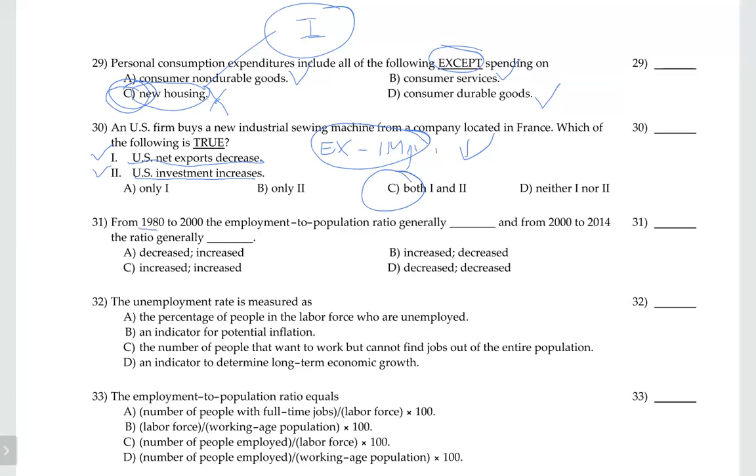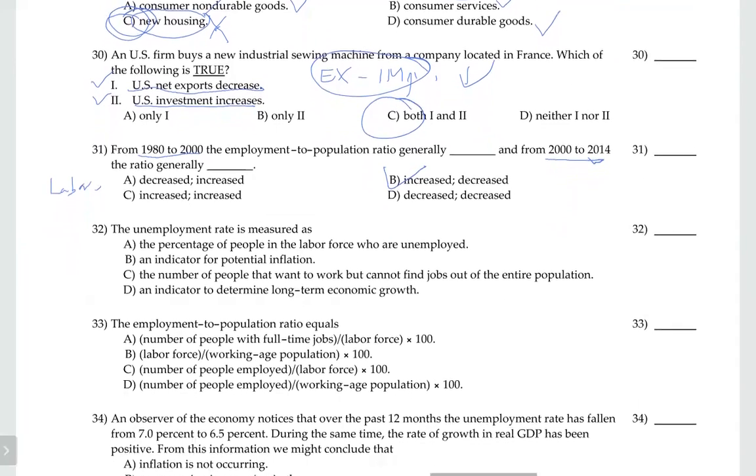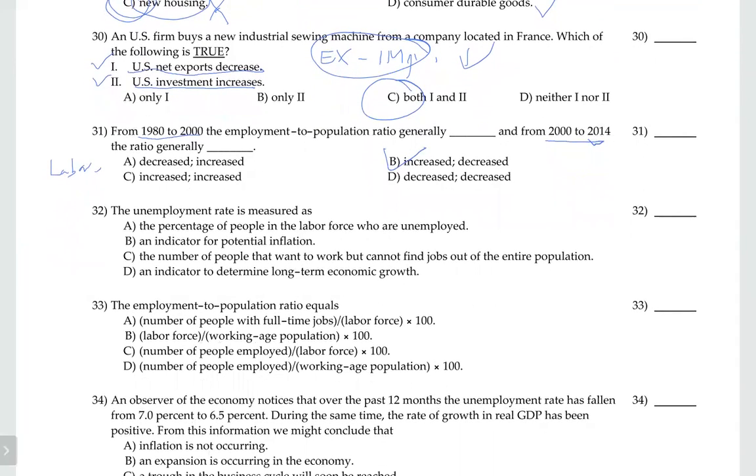31, from 1980 to 2000, the employment to population ratio generally, so this is just regarding the basic facts for the labor market of the US. So the employment to population ratio, so I show you a graph, last graph. In general, this is increase. And in 2000 to 2014, it decreased. And so that's the basic facts for the US labor market. 32. The unemployment rate is measured as this is just the same question, right? It should be A. This is a repeated question.